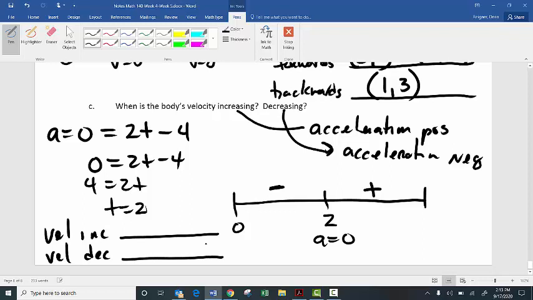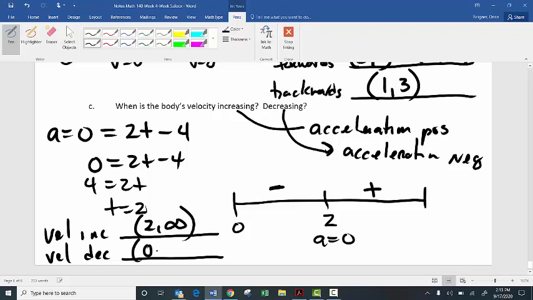So we'll make 2 things here, and then we're done. So the velocity is increasing. It's getting faster where the acceleration is positive. So from 2 to infinity. Not including 2 because the acceleration is 0. When the acceleration is 0, that means you're on cruise control. That means you're not speeding up or slowing down. You're going 55 miles an hour all the time.